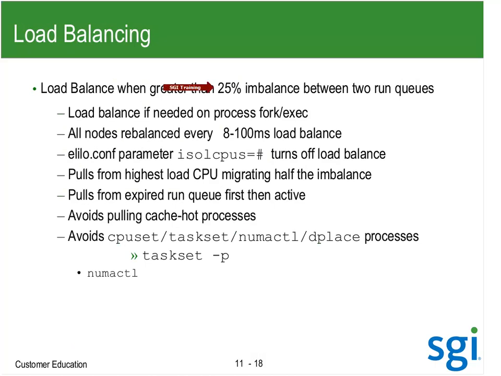So load balancing: if I have greater than 25% imbalance between any two run queues, I pop up. We load balance on every fork exec. We do a load balancing every 100 milliseconds. The isolcpus option will turn off the load balancer. We're going to pull from the highest load CPU. We migrate half the imbalance. So let's just say I've got 62 here, and maybe I've got 37 here. So I look at my load level run queue, and I've got 62 processes here and 37 processes there. So I'm going to move half the delta.